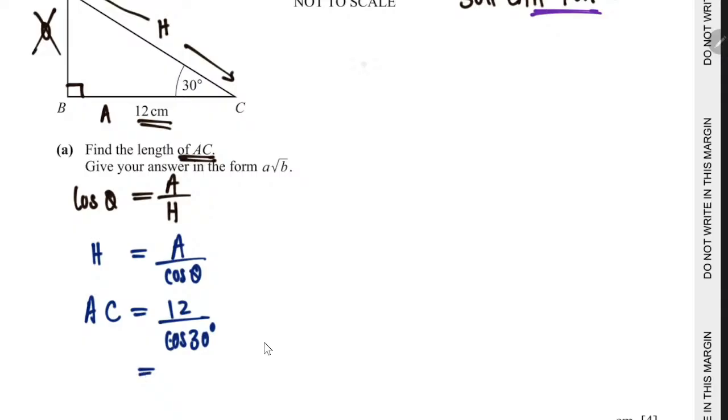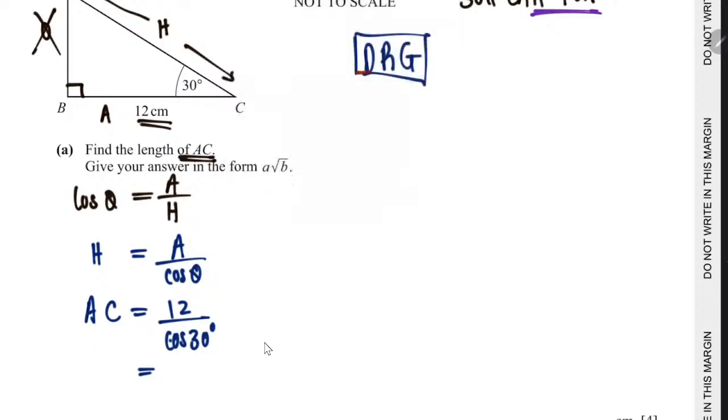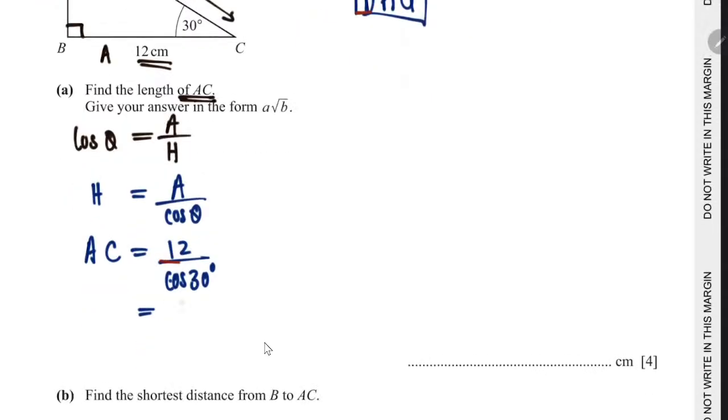Make sure your calculators are in degrees. You have the DRG button on your calculator. This is what you use to convert to degrees and radians. Press it, the button which says DRG, until the top of your calculator says degrees. Then I want you to say 12 divided by cos 30 and tell me what you get.